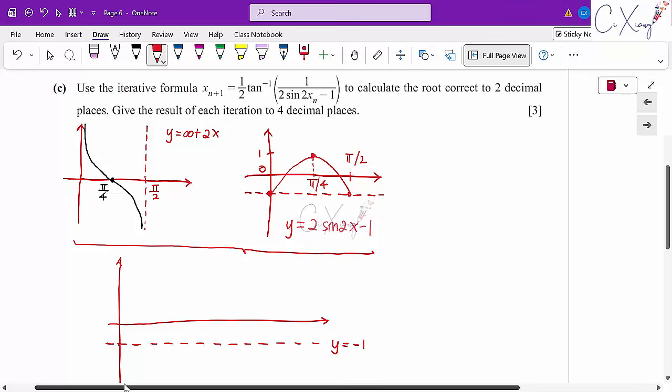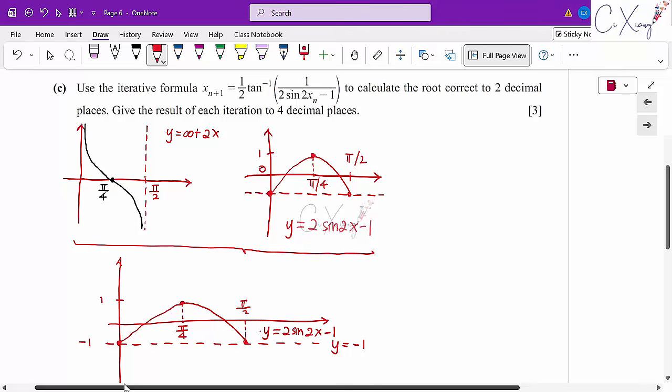Okay, then according to what I have here, this is negative 1. I'm having a 1. Then it will pass through this point where it is pi over 4. Then after that, we're having another point here, which is actually pi over 2. So if you try to sketch it, this is what you have for 2 sine 2x minus 1. So I label it as y equals 2 sine 2x minus 1.